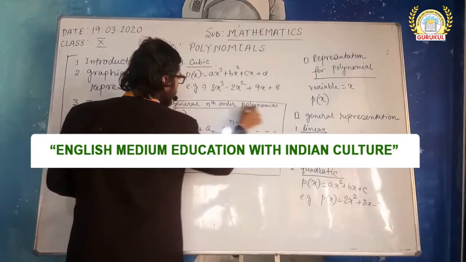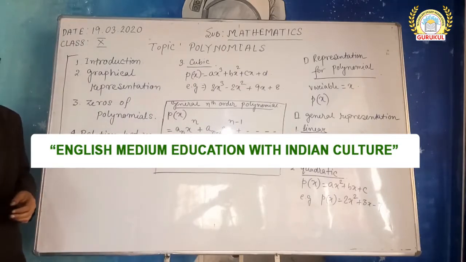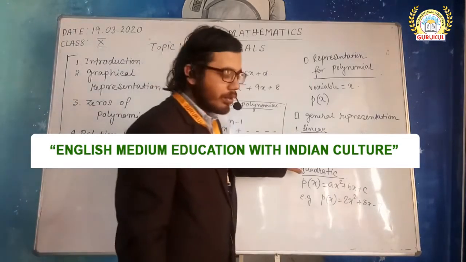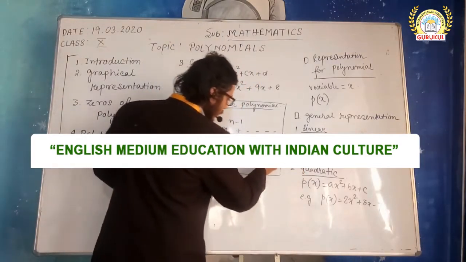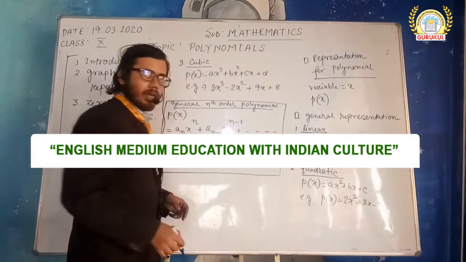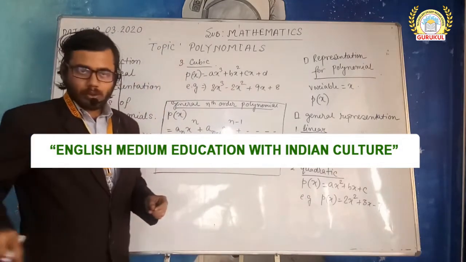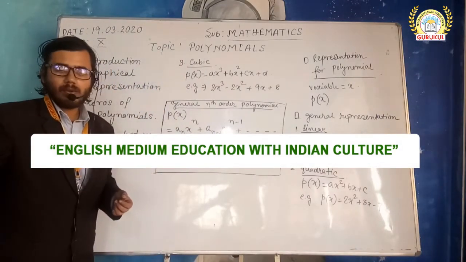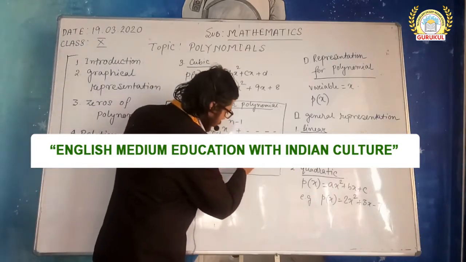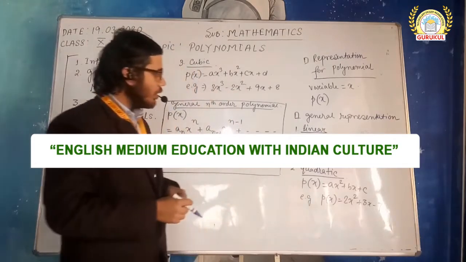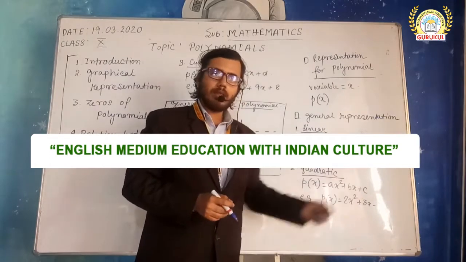The meaning is, the value of n you can decide. Like in this case, the value of n which I decide is equal to 1. So that's why we are using only this part: a1x plus a0, that is ax plus b. If I decide for quadratic, then obviously I need the value of n equal to 2. So that's why a2x square plus a1x plus a0, that means ax square plus bx plus c.